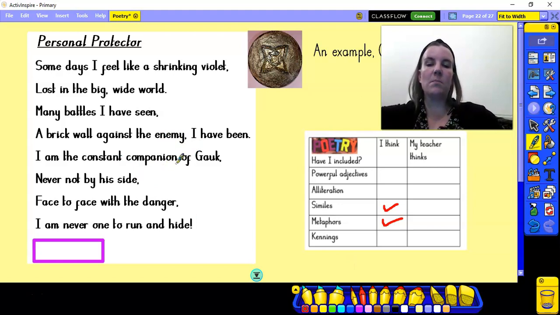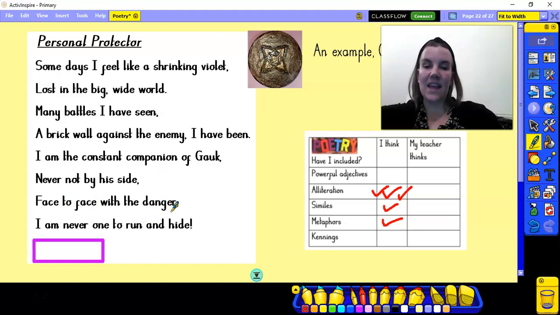I am the constant companion of Gork. It's Gork's shield from the Horned Helmet. Constant companion is an example of alliteration. Never not, another example of alliteration. Never not by his side, face to face with the danger. I am never one to run and hide. So I can see some rhyme there as well. I haven't got rhyme as one of the features here, but I know side and hide and seen and been are further examples. I know that there are some powerful adjectives there.